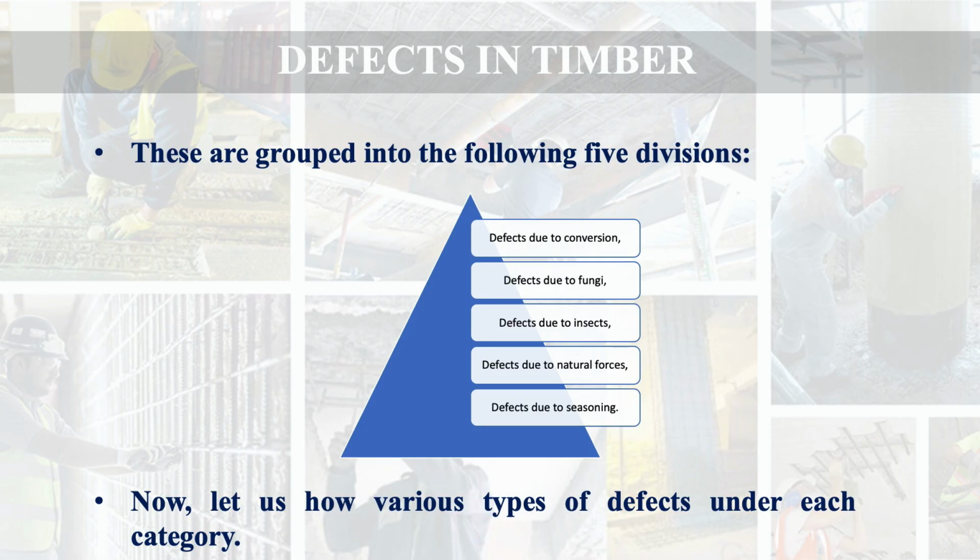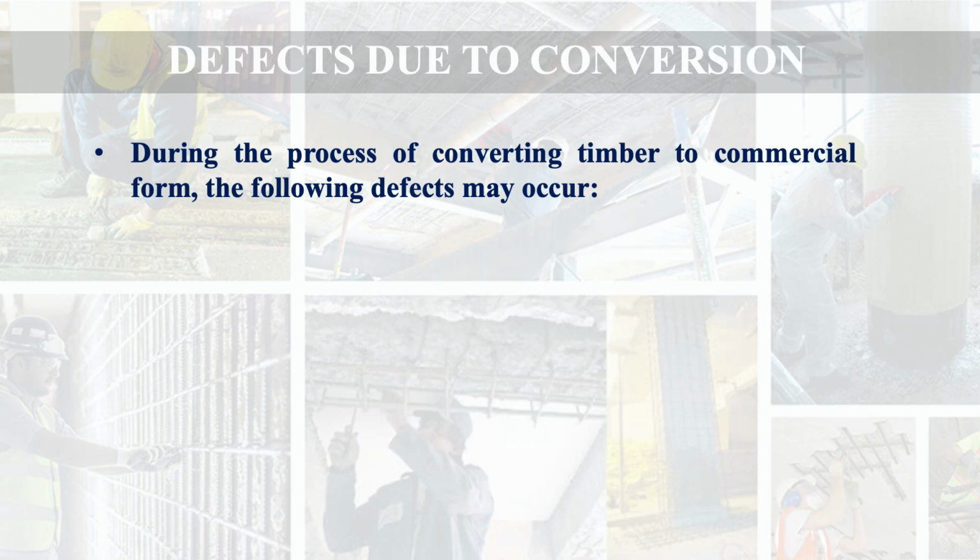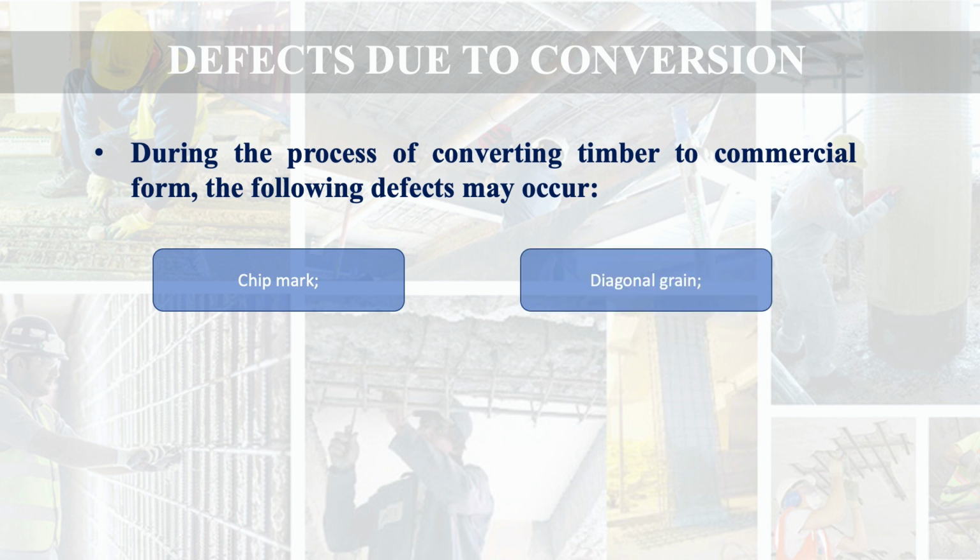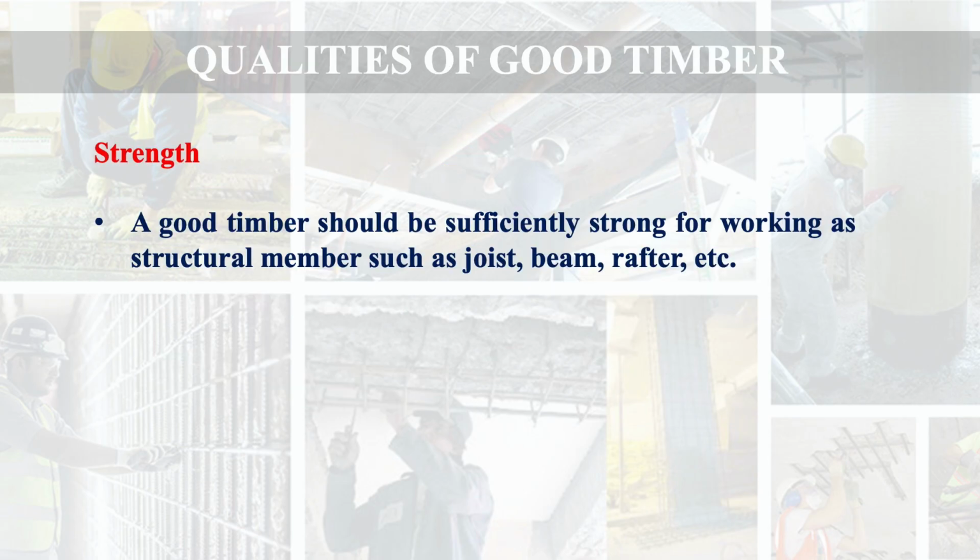Now let us know the various types of defects under each category. Let us have a look first at defects due to conversion. During the process of converting timber to commercial form, the following defects may occur. What are these? First is chip mark, second is diagonal grain, third is torn grain, then fourth is vein. Let us discuss one by one.